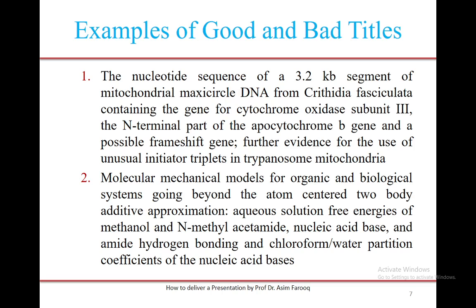As an example of good and bad titles, as you can see here in examples number 1 and 2, if our title is that lengthy, we will lose many people. Personally, I do not understand what it actually means. These are examples of a very bad title, which will confuse many people. So you need to avoid such very lengthy titles.